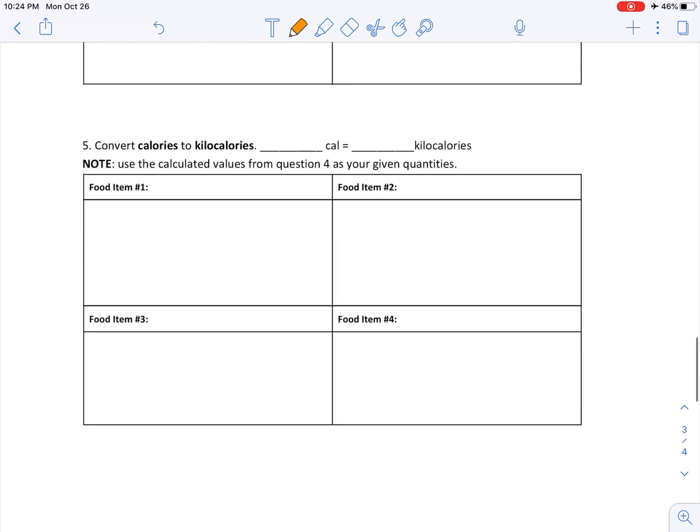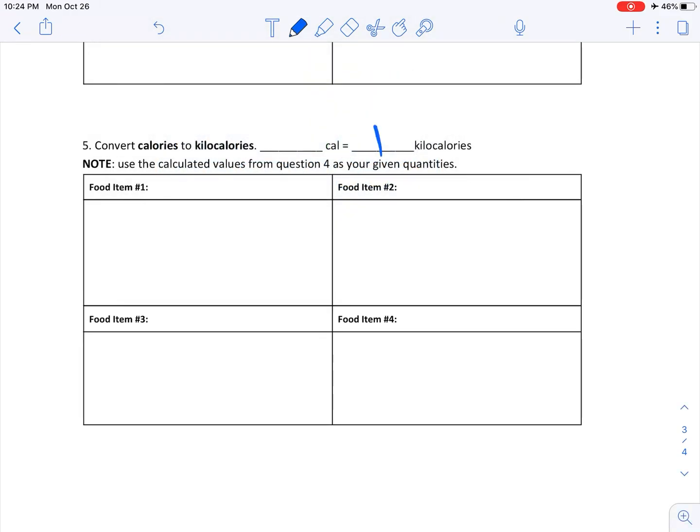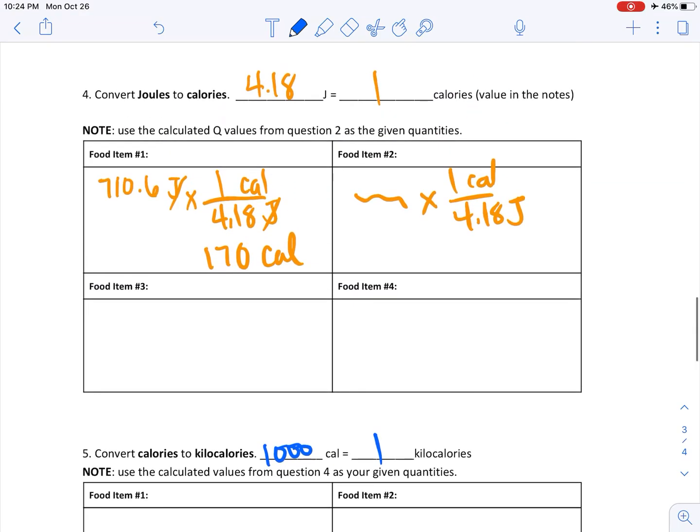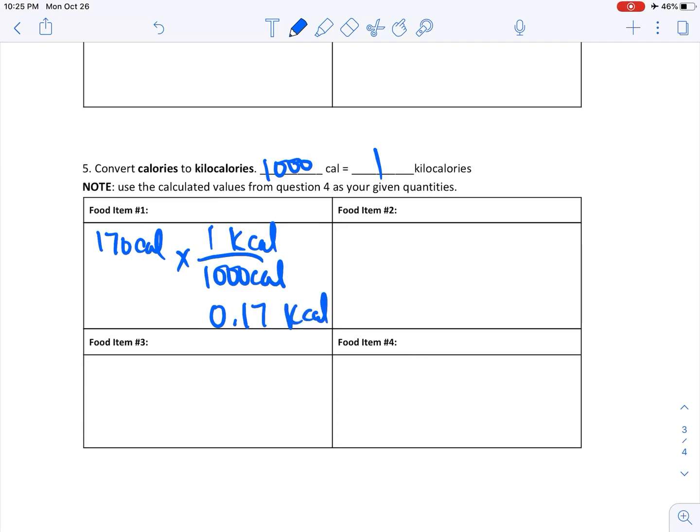Now we're going to take those calories and we're going to convert them to kilocalories. Remember, 1 kilocalorie is 1,000 little calories. Note, use the calculated value from question 4 as your given. So I'm going to need that 170 here. Now to convert to kilocalories, which is what I want, divide by 1,000. So 170 divided by 1,000 gives me 0.17 kilocalories. Okay, show all your work. Show your units.